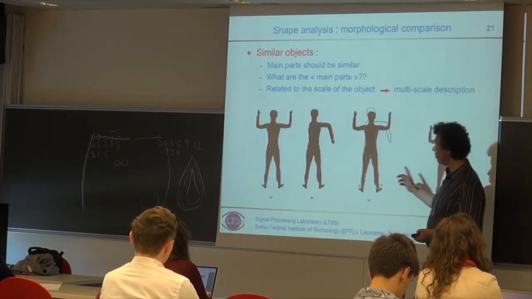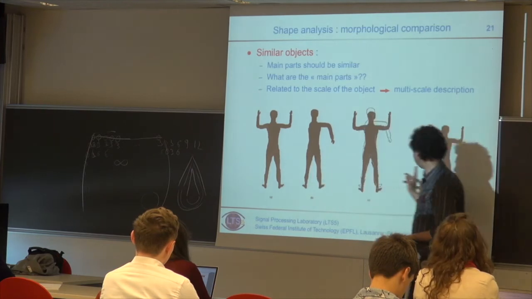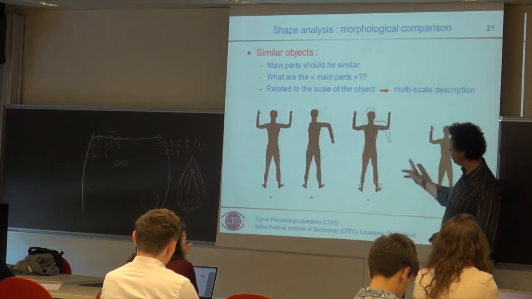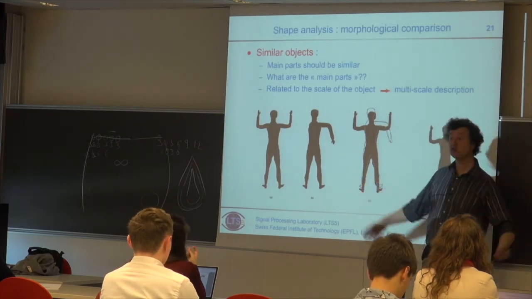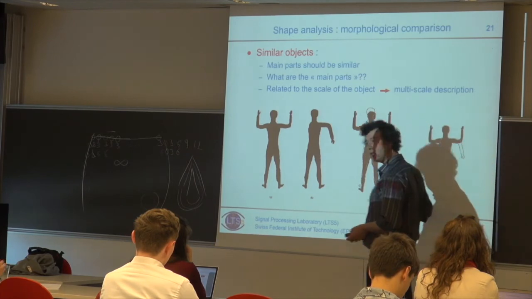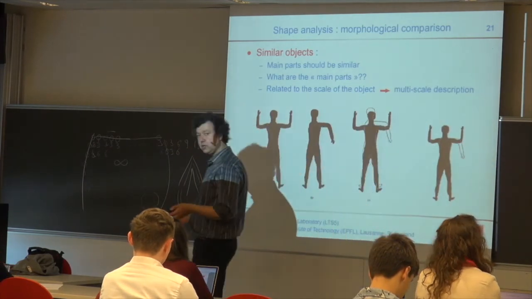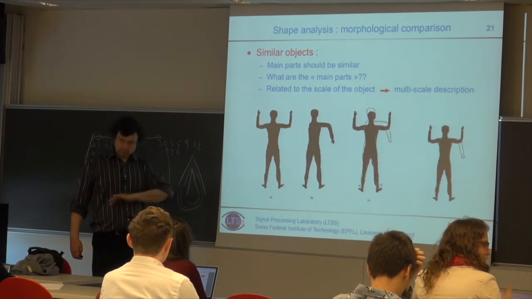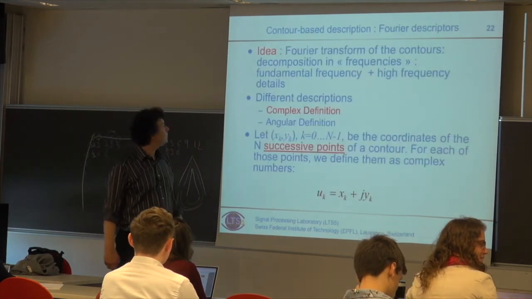If you only consider the large parts of those two objects, they are exactly the same. If you consider all of them, they are not. And you can have a scale representation of your object. That's the beauty of it. Okay? That's all I said about the skeleton.